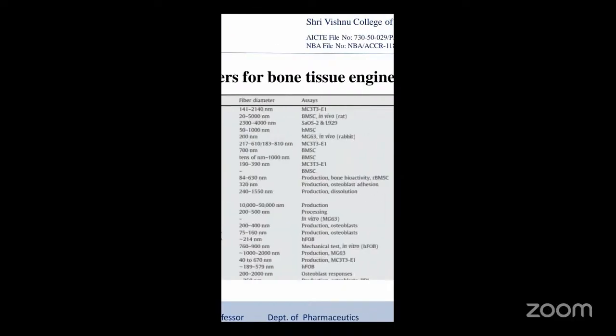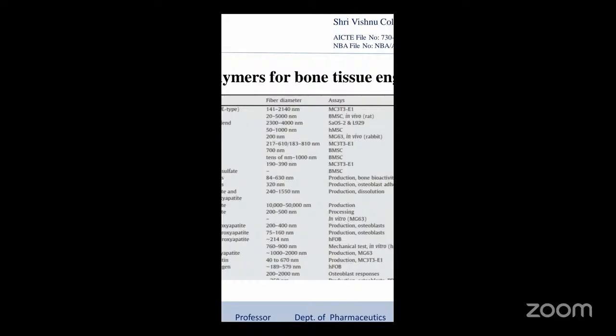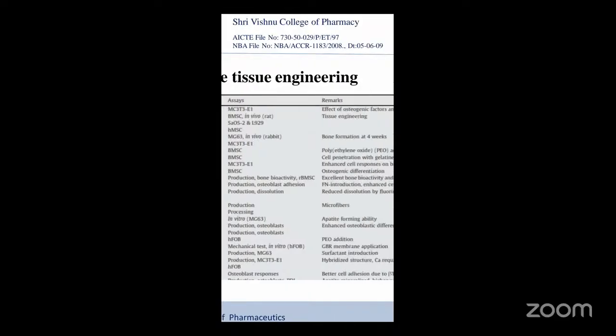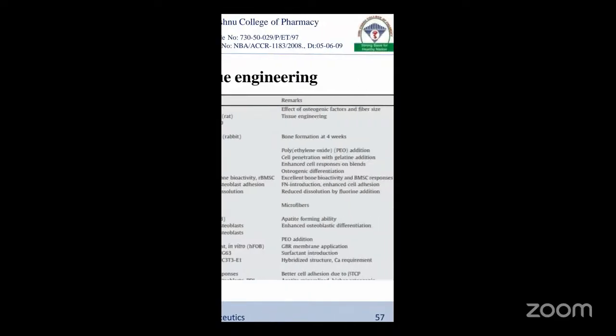Here various electrospun nanostructures have been prepared, and the fiber diameters range from as low as 20 nm to as high as around 630 nm. So in the case of tissue engineering studies, these types of electrospun nanofibers have been employed.